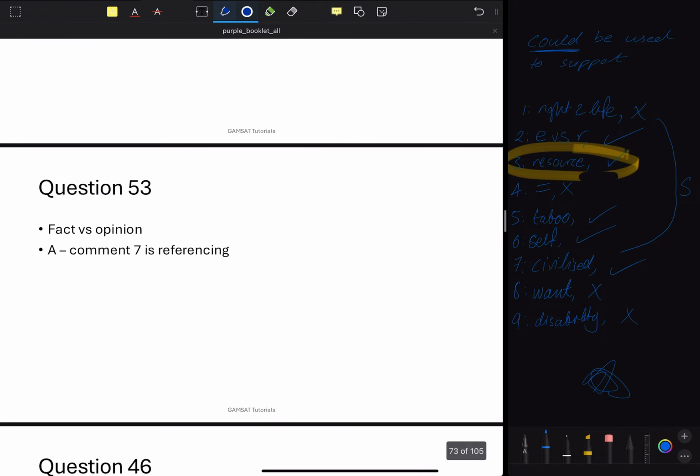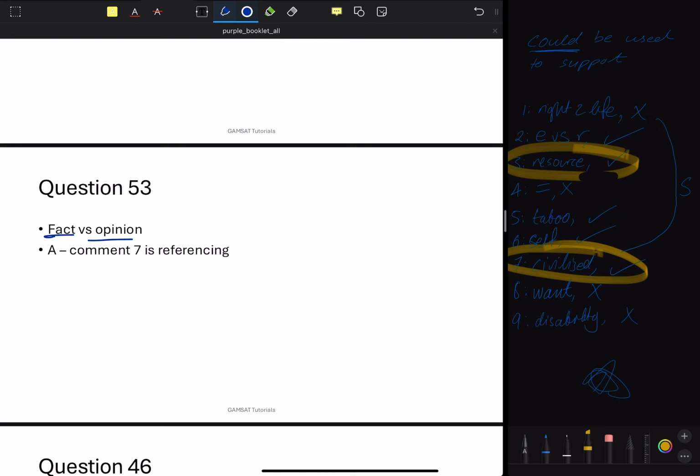Okay, so now we're going to jump down to question 53. Which of the following statements could be best described as a matter of fact rather than a matter of opinion? Okay, so fact versus opinion. A, infanticide is morally acceptable practice in some cultures. Yes, that's exactly what comment 7 is referencing. The civilized comment debate. So A is the correct answer.